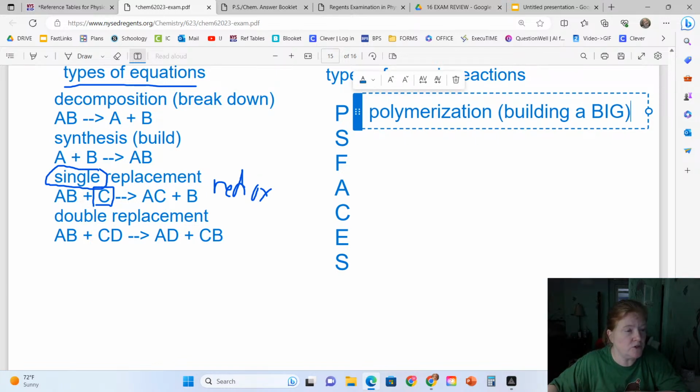Yeah, so I'll do that next. Okay, I'll do the types of organic reactions. I'll do 58, and then I will do the balancing equation question.